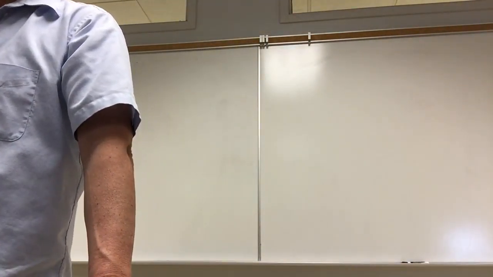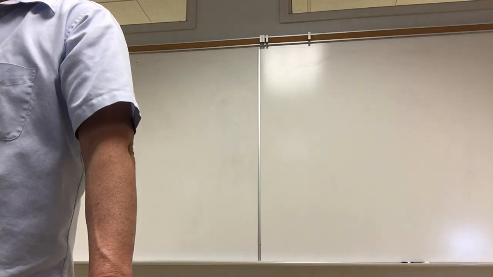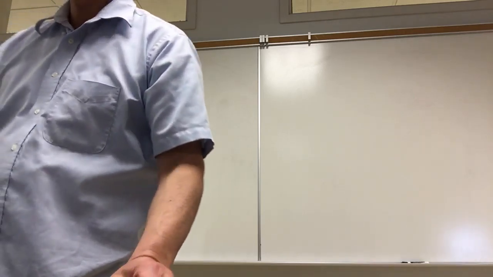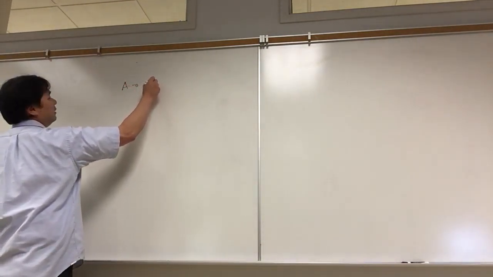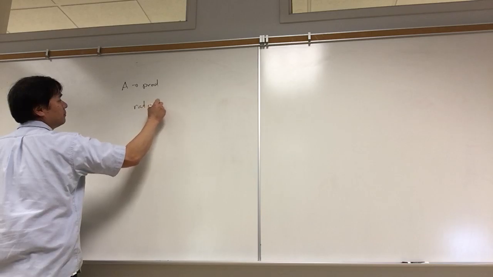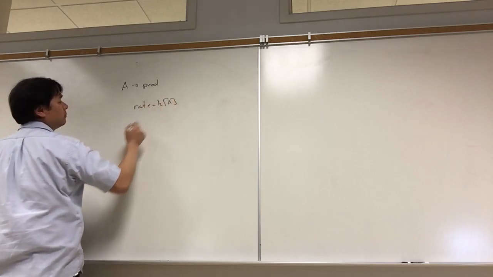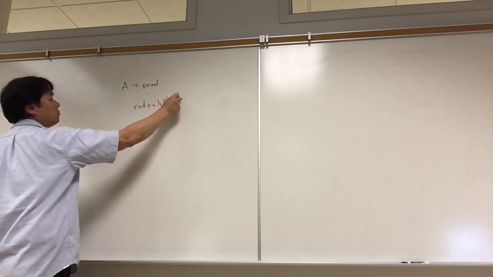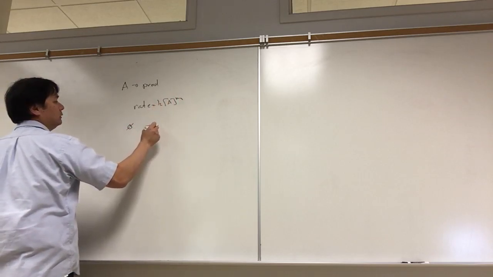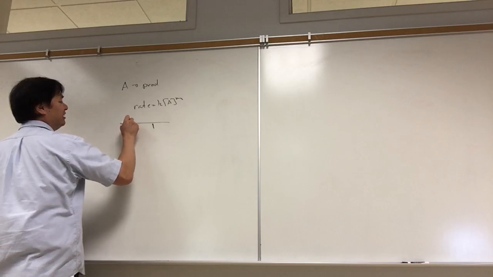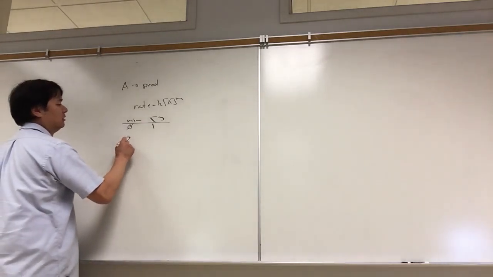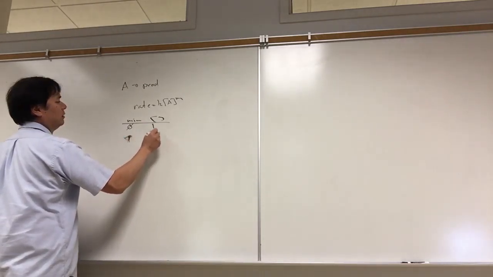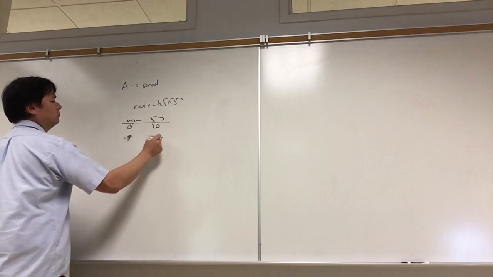Question 6. A yields product, and they want the order with respect to A. Concentration of A at 0 minutes is 1 mole. At 1 minute it is 0.50, and at 3 minutes it is 0.25.